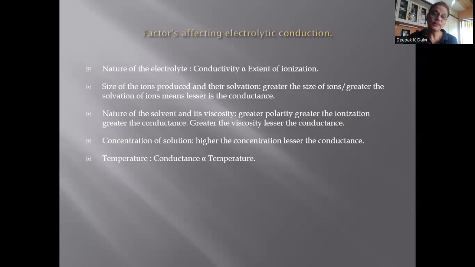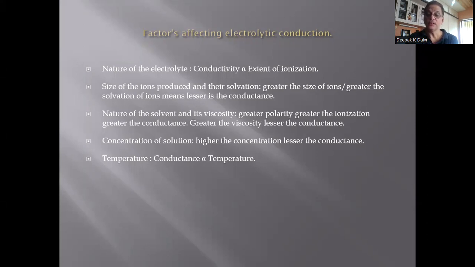The second factor is the size of the ions. If the size of the ions is more in electrolytic conduction, then greater will be the solvation. Greater solvation means obviously the conductance capacity will be less, because the number of free ions will be less as the size of the ions is more.